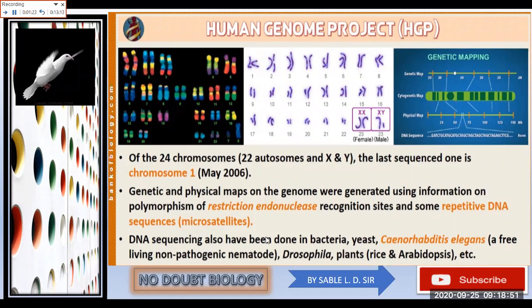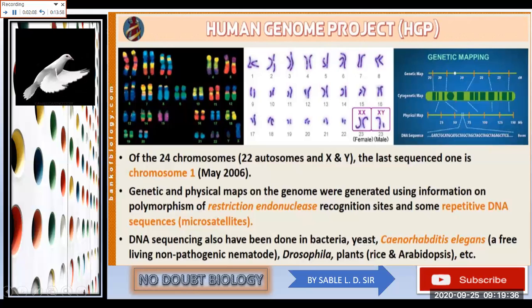The DNA sequencing has also been done in bacteria and in yeast. And in C. elegans. Elegans is a term, Caenorhabditis elegans, used in sequencing DNA, along with bacteria and yeast. It is a free living non-pathogenic nematode. So there is also the host and parasite relation, one of the species from the nematodes. We also get one example from Drosophila melanogaster. It is one of the insects.